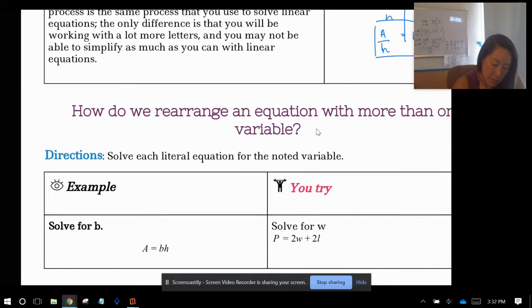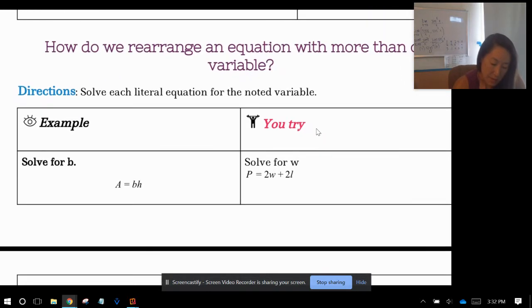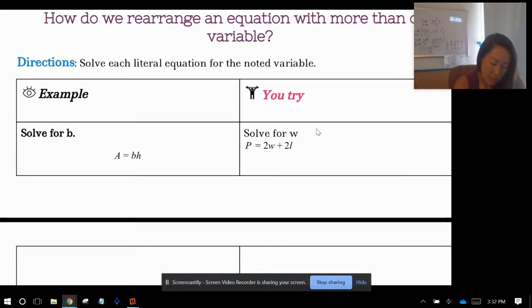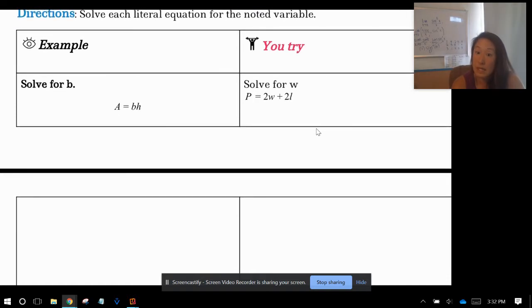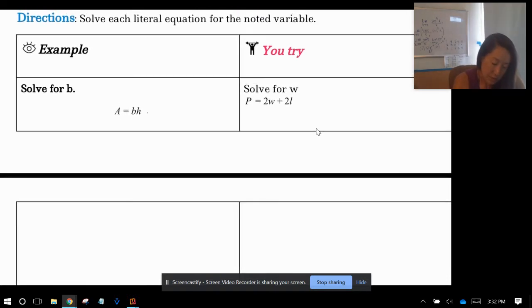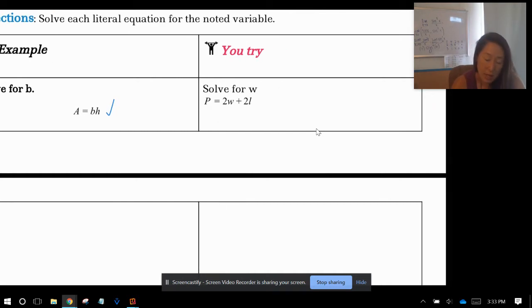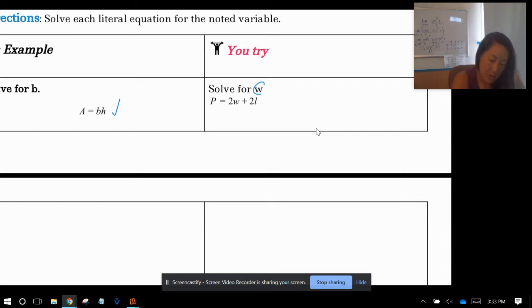Okay, so we're going to do a bunch of examples. We're going to solve each equation for the designated variable. So we just did this one. Let's go ahead. You guys do the try. So we're supposed to solve for W.